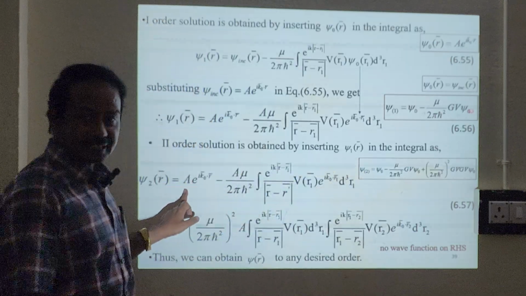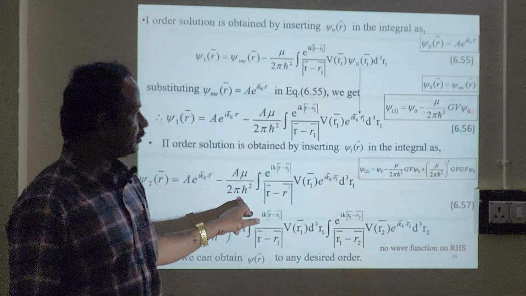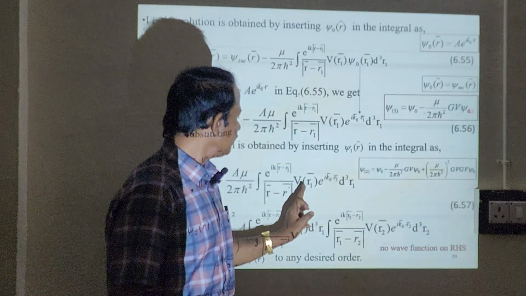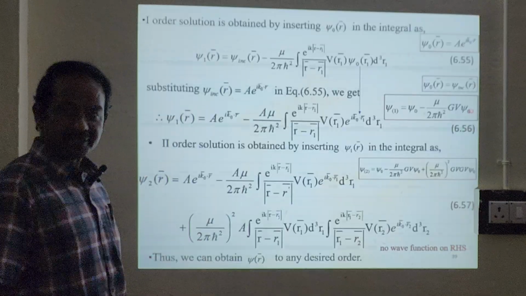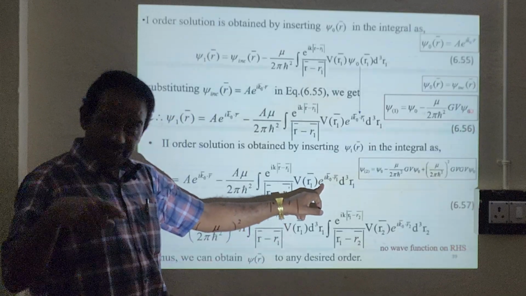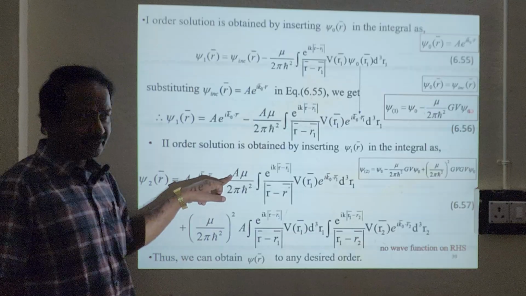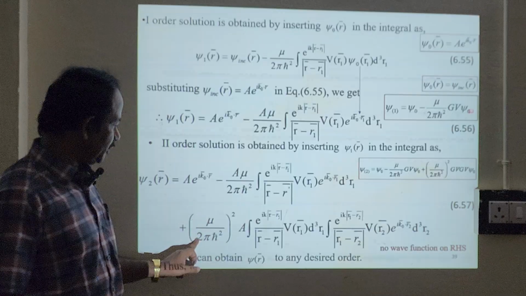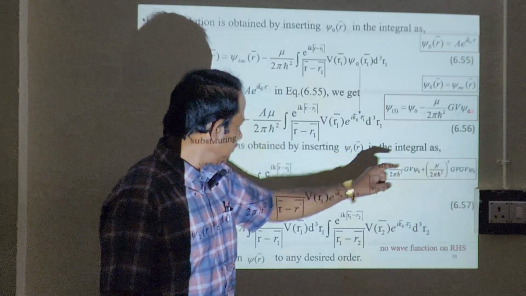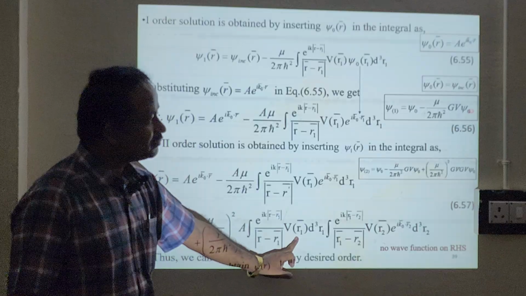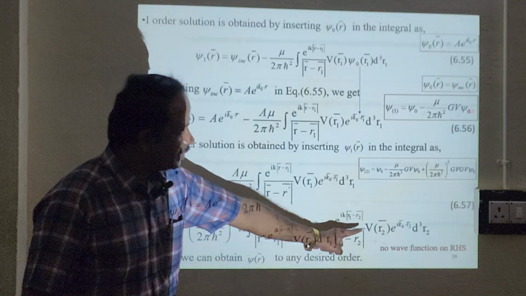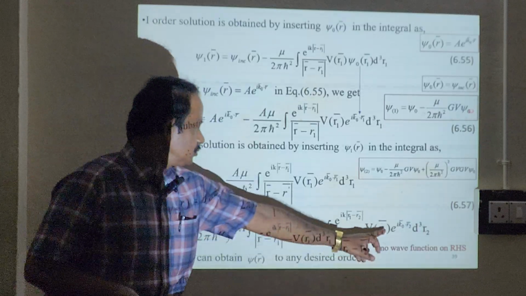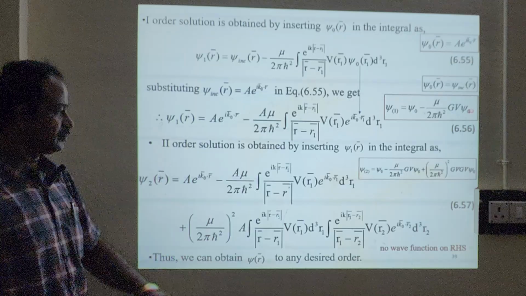Psi naught, which is nothing but psi incident, minus 2 mu by 2 pi h bar squared. So G, you have written G. B, we have written B of R1. Your psi naught will be replaced by R1, which is nothing but e power I k naught R1. So A I have written here. And this term plus mu divided by 2 pi h bar squared, your GV, G is here, V is here. Again one more G is here, V is here, and your psi naught will be e power I k naught R2. So it goes on.